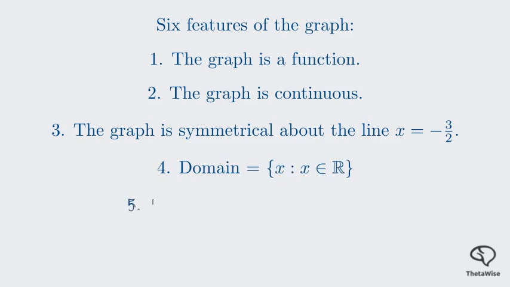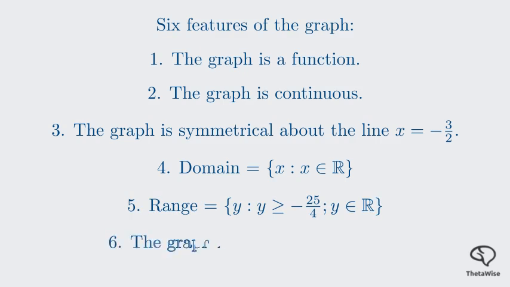Fifth, the range. Since our parabola opens upwards from a minimum turning point, the y values must be greater than or equal to the y-coordinate of that turning point. So the range is y is greater than or equal to -25/4. And sixth, this graph in its entirety has no inverse function. As we mentioned before, it fails the horizontal line test.